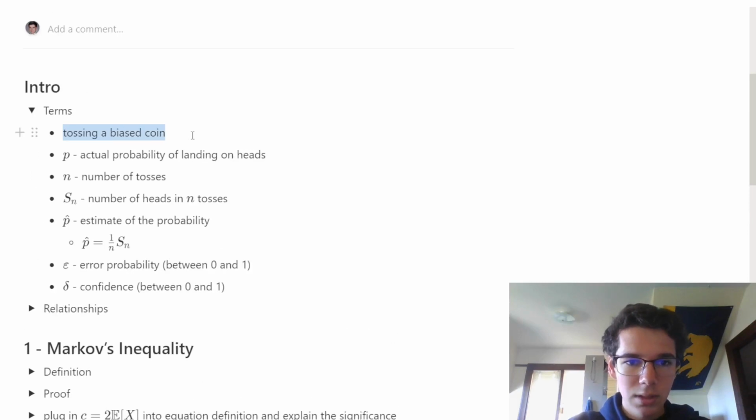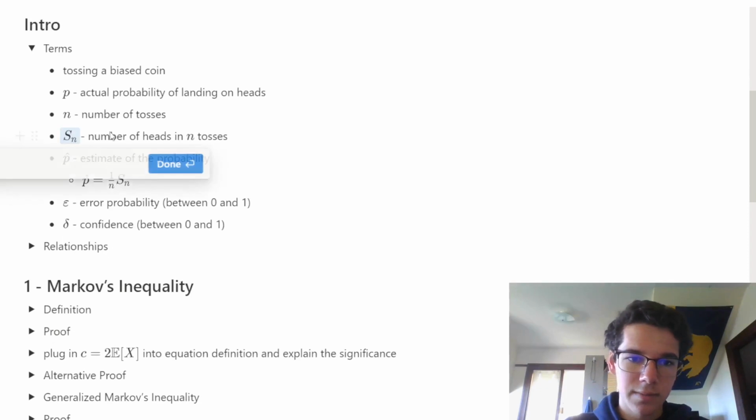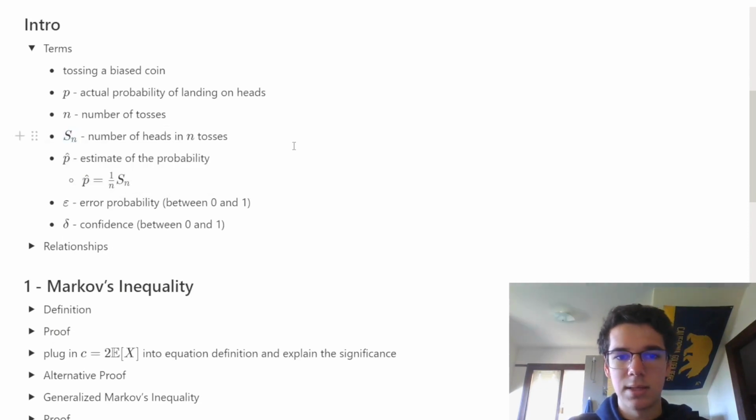So let's say we're going to toss a biased coin. P is going to represent the actual probability that we land on heads, and this doesn't have to be 1/2. And N is going to be the number of tosses. The random variable S sub N is going to be the number of heads in N tosses. And then we're going to have this new variable called P hat, which is the estimate of the actual probability of landing on heads for our biased coin.